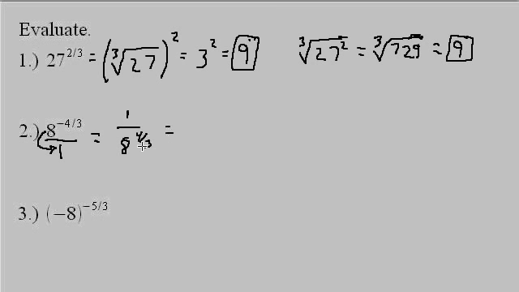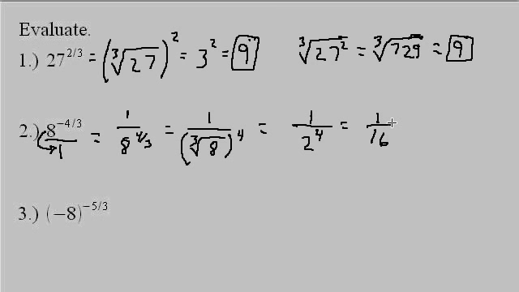So now I need to convert this denominator to radical form. So this is going to be 1 over the cube root of 8 raised to the 4th. So this is 1 over, and then the cube root of 8 is 2, and then that's raised to the 4th power. So I get 1 over 16. And there's my answer.